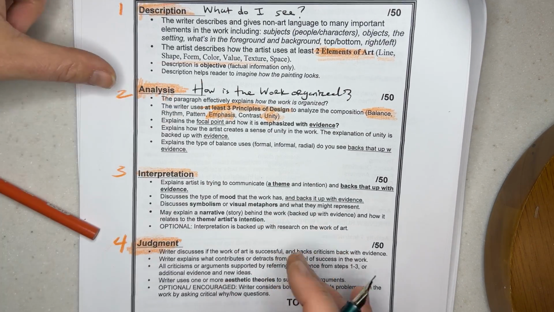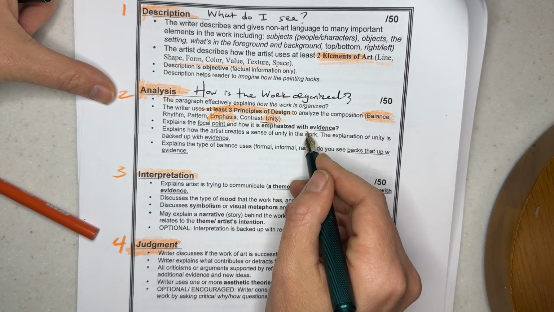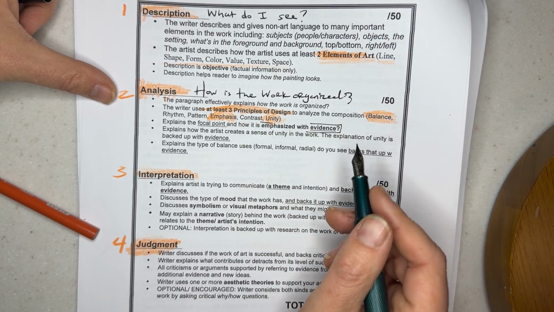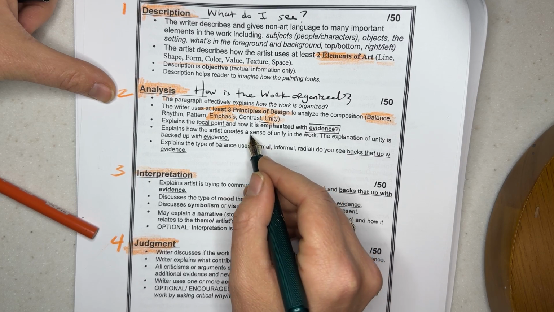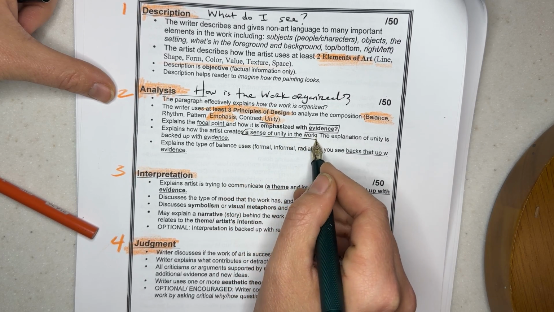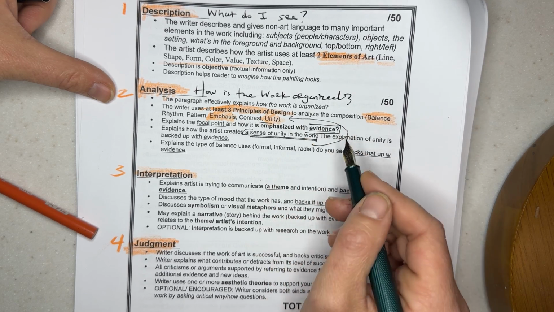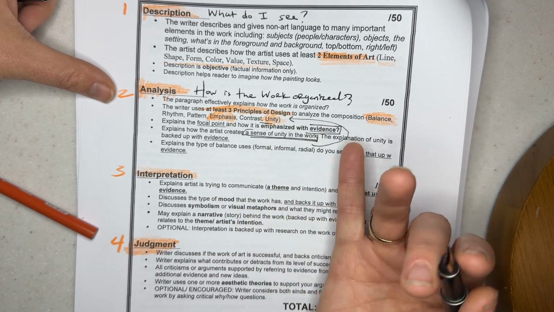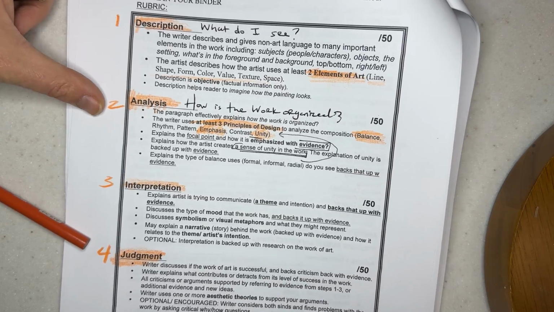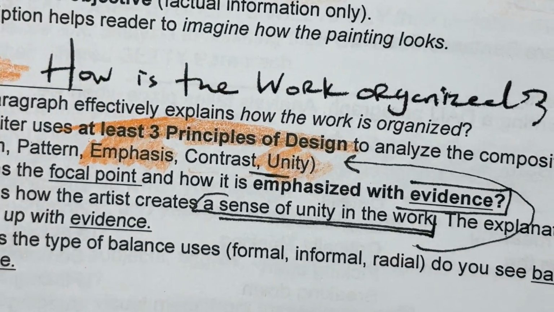Okay, so you're talking about the design, and you need to explain with evidence. And you're going to explain how the artist creates a sense of unity and cohesiveness in the work, right? So that's one of the principles of design. How does everything come together with repetition, with a limited color palette?